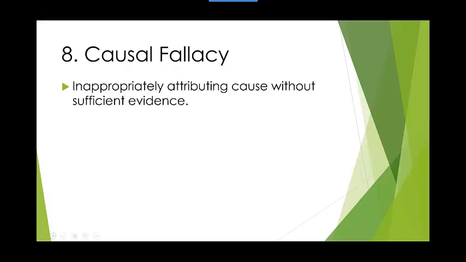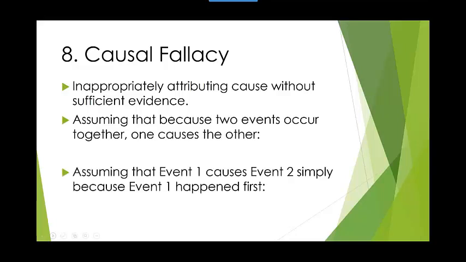So I've just got two more. So causal fallacy is where you inappropriately attribute cause without sufficient evidence. So you assume one thing causes another. So this actually has two forms. So one form is where you assume that because two events occur together, one causes the other. So if two things happen at the same time, one has to have caused the other.